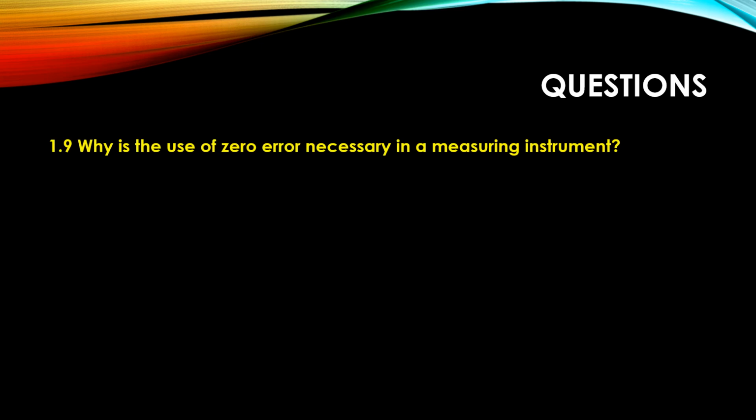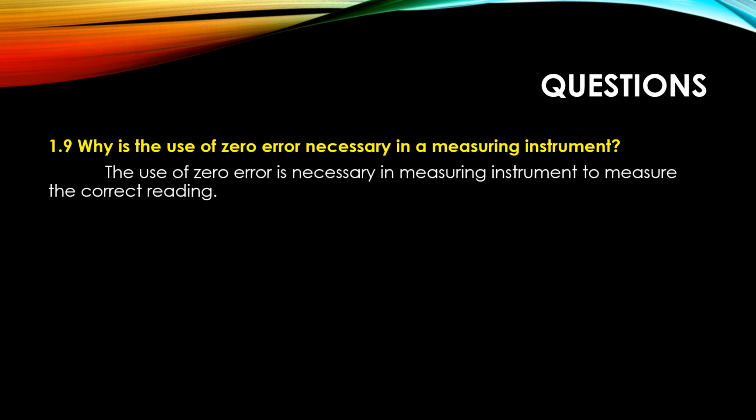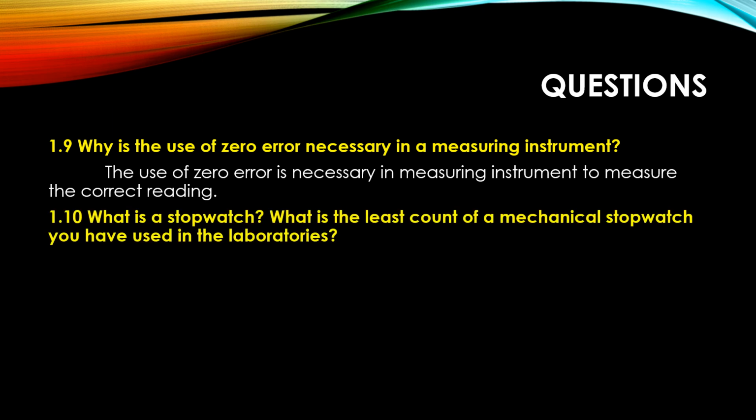Next question is, why is the use of zero error necessary in a measuring instrument? The answer to this question is, the use of zero error is necessary in a measuring instrument to measure the correct reading. It's a simple answer: just for accuracy, or to measure the correct reading, we need to measure the zero error.